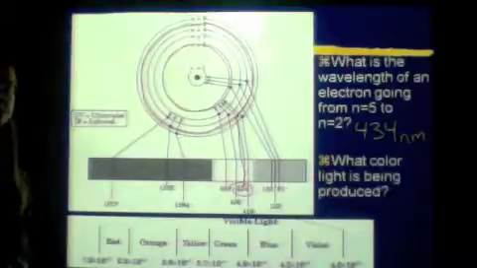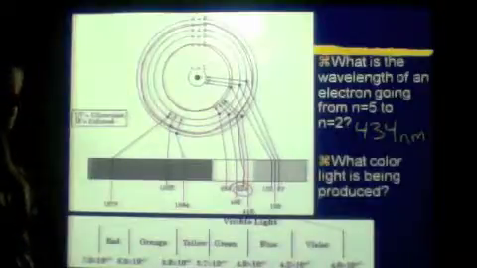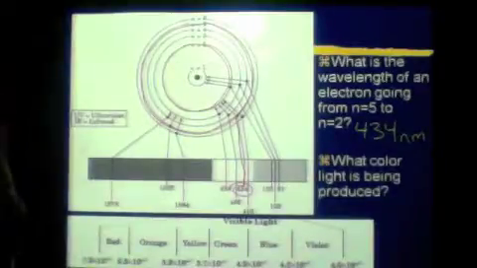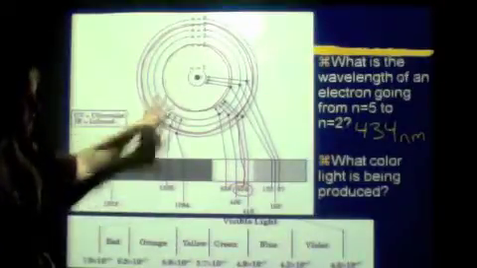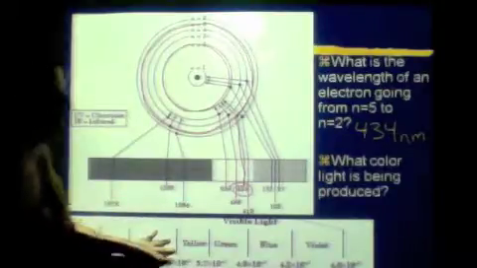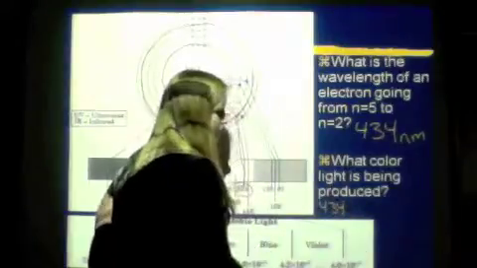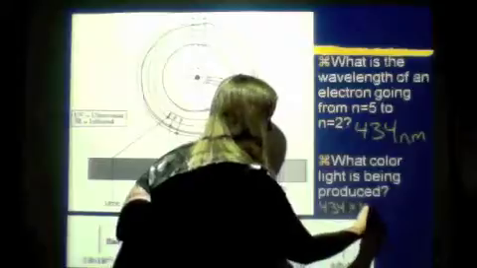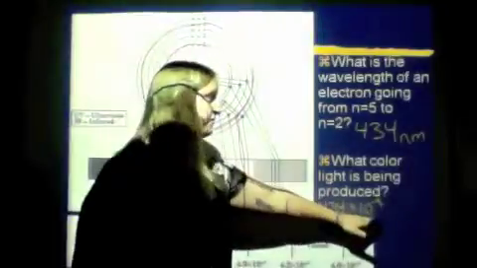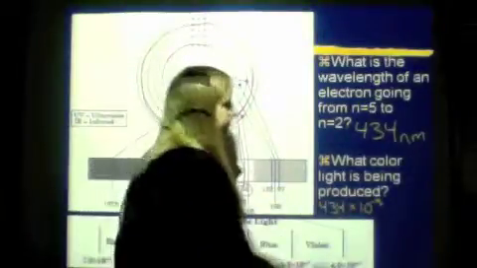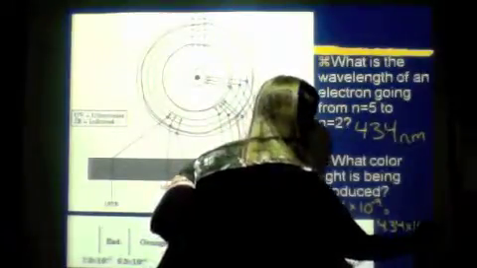Based on that information, you should now also be able to tell me what color light is being produced, because depending on the wavelength and the frequency, you should be able to tell me that. The biggest problem going from this to this part of the spectrum is this is in nanometers, this is in meters. So the first thing you need to do is take this number, 434, and multiply it by 10 to the negative 9th. This is how you go from nanometers to meters. When you do this, you should get 4.34 times 10 to the negative 7th.